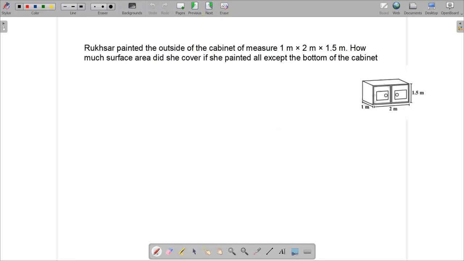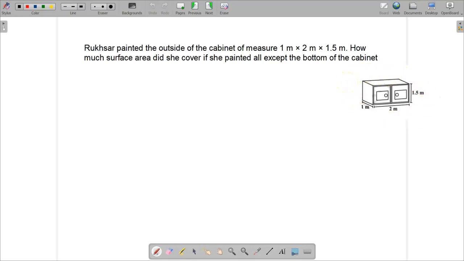The question is, Rakshar painted the outside of the cabinet that measures 1 meter, 2 meter and 1.5 meter. How much surface area did she cover if she painted all except the bottom of the cabinet? So this is the cabinet which she is painting.